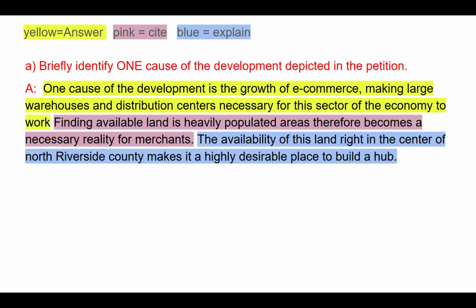Notice I've highlighted the ACE acronym. Yellow is the A for answer. So you have to answer the question straight up. Don't be ambiguous. Don't be general. Don't be beating around the bush. Just answer the question. Pink is citing something specific.